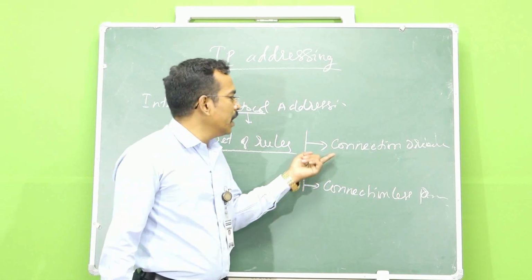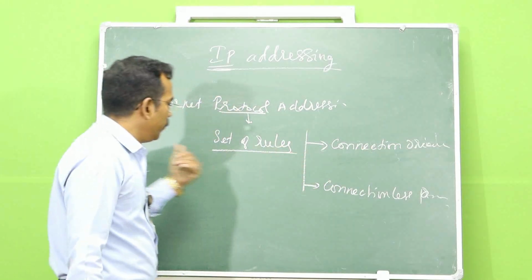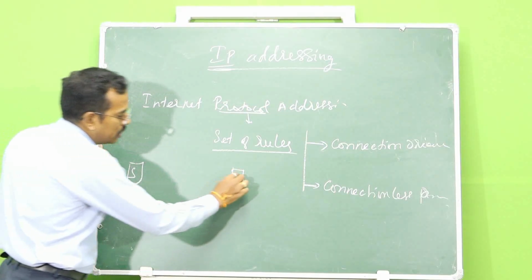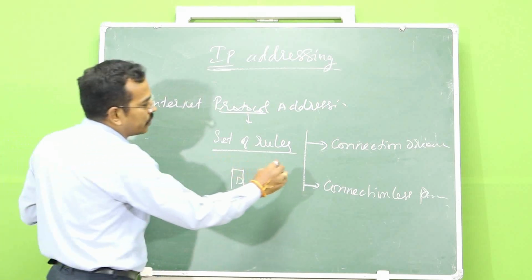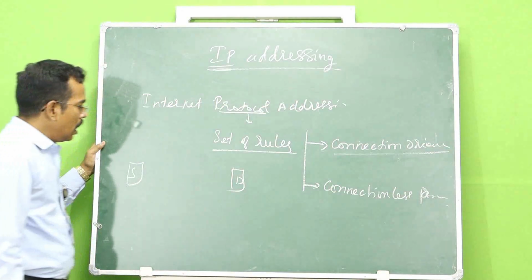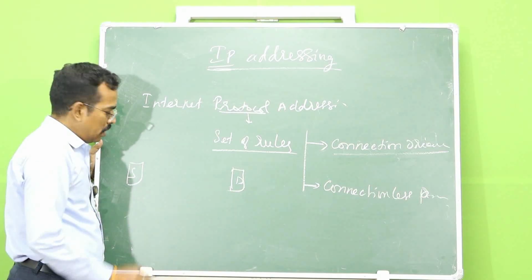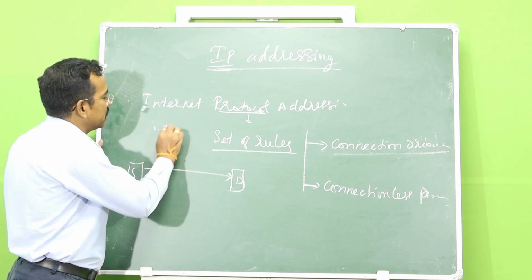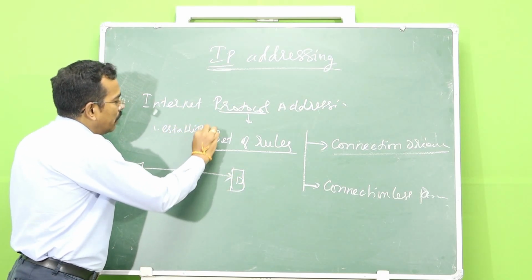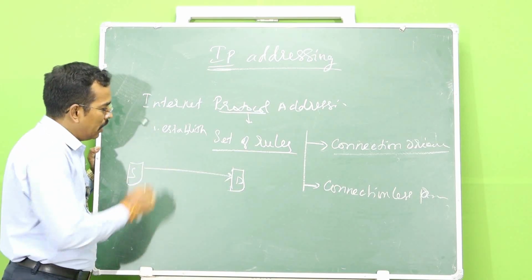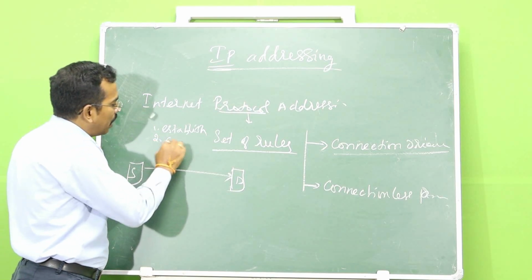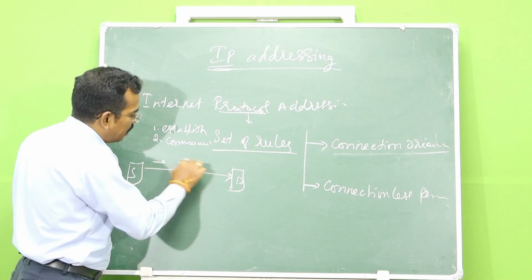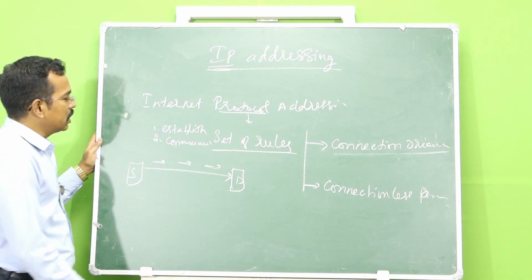What do you mean by connection oriented protocol? We take a source and a destination. This is your source, this is your destination. The procedure followed in a connection oriented protocol is that before sending any packet, the first step is that I will establish a connection. So first we establish the network. That is the first step, right? Then after establishing it, I will communicate all the packets through this path. That is called communication.